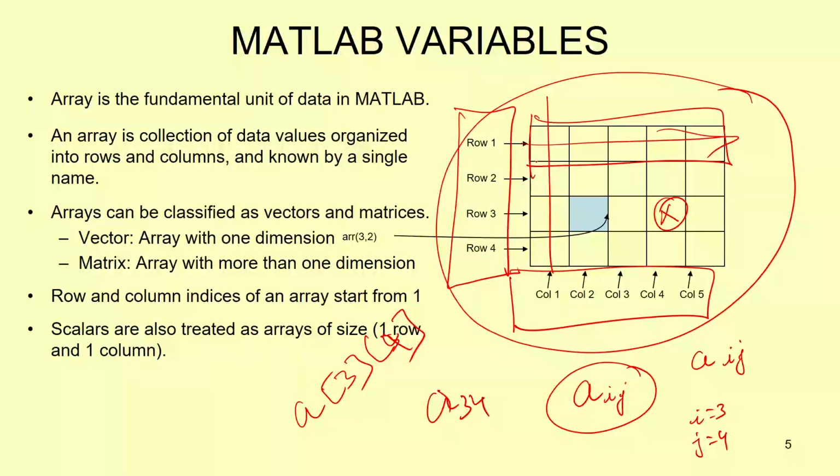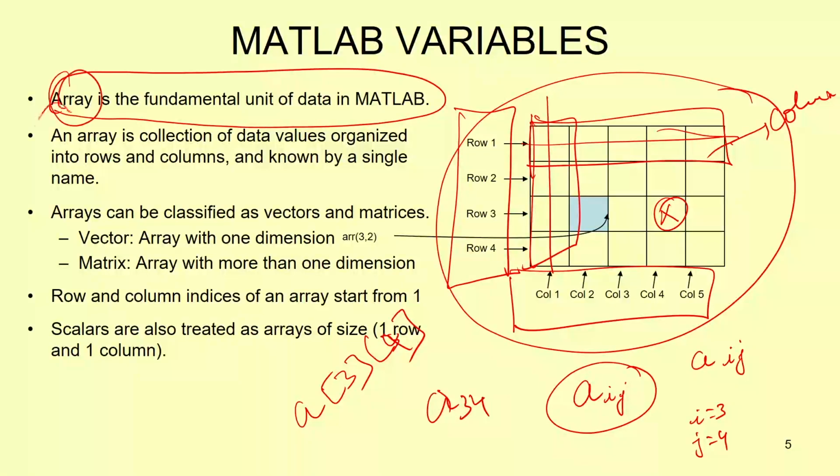If you use only a single column, that is called a column vector, and one containing only a row is called a row vector. So what is a vector? In general, a vector is a one-dimensional array, and a matrix is an array with more than one dimension. As I said earlier, the array is the fundamental unit of a matrix, and this array is called a matrix if it has multiple dimensions.